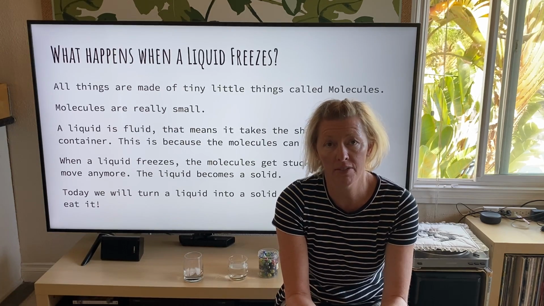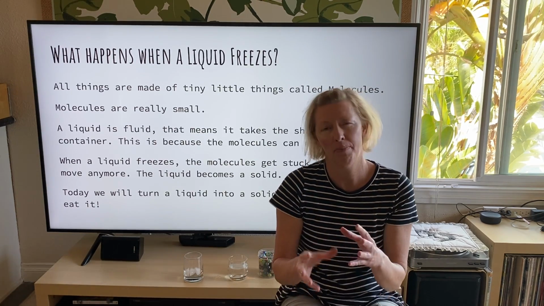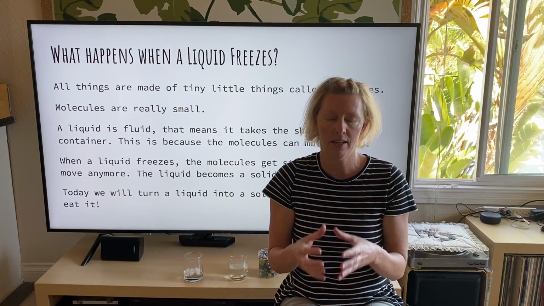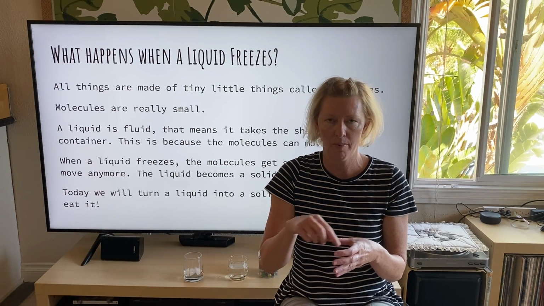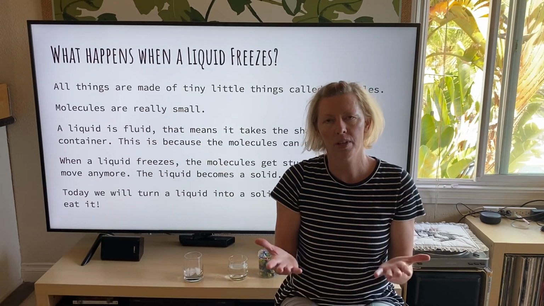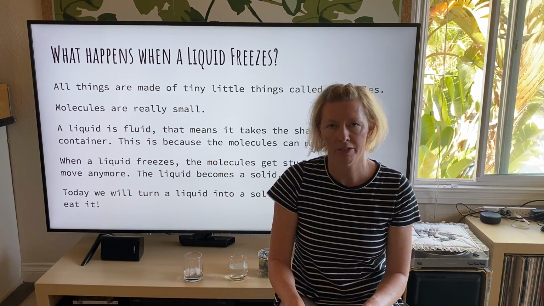And yogurt is kind of a liquid because it takes on the shape of its container. Like when I get a cup of yogurt, it's in the shape of the cup. And so we're going to talk about what's going to happen when that yogurt freezes.